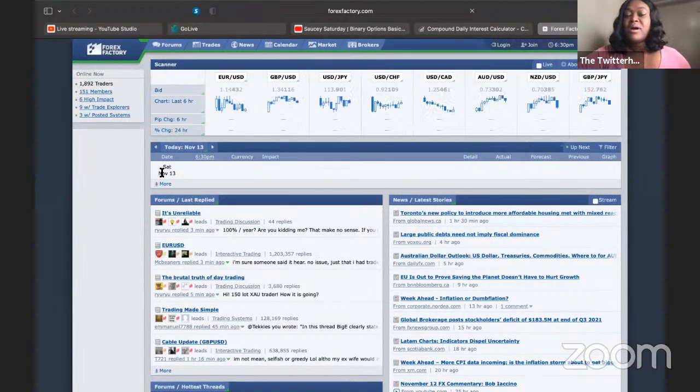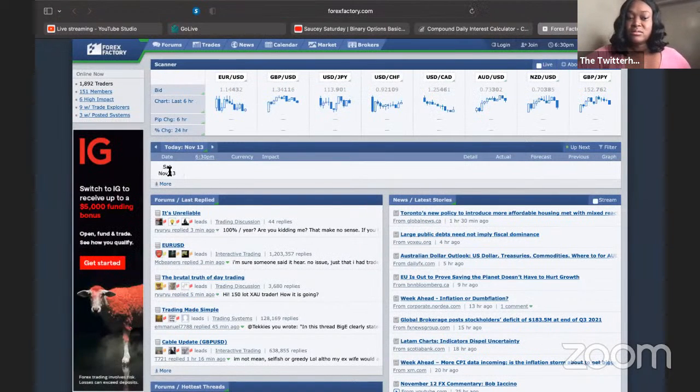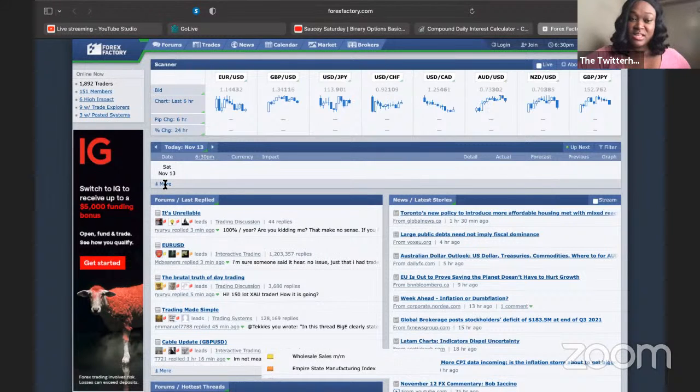And the markets are closed right now, so there is no news right now. Saturday, November 13th. The date is here, the time, the currency, the impact. So let's take a look at the week so we can get to see.